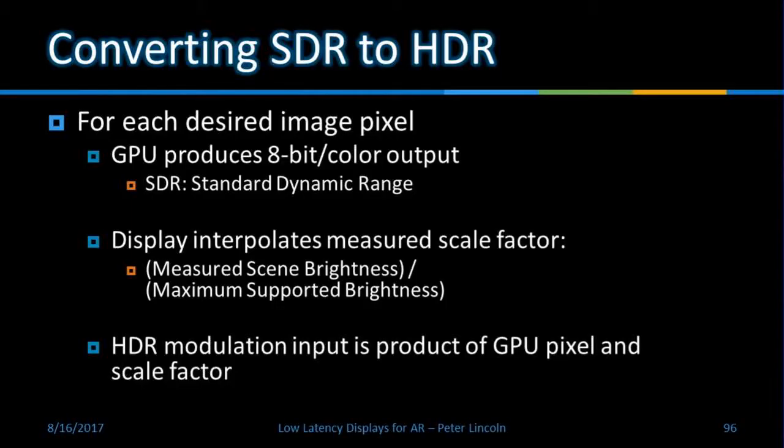Now, this conversion operation is occurring in the display on every binary frame. We take the GPU's 8-bit per color output, so standard or limited dynamic range. The display is going to interpolate it based on the measured scale factor. That's basically a comparison of the measured scene brightness in that region compared with the maximum supported brightness. So if it was as bright as was fully supported, we're going to basically shift all those 8 bits into the upper 8. Say if it was half as bright, shift it up only 7, and any fraction in between. So the HDR modulation output is a product of the GPU pixel and that scale factor.